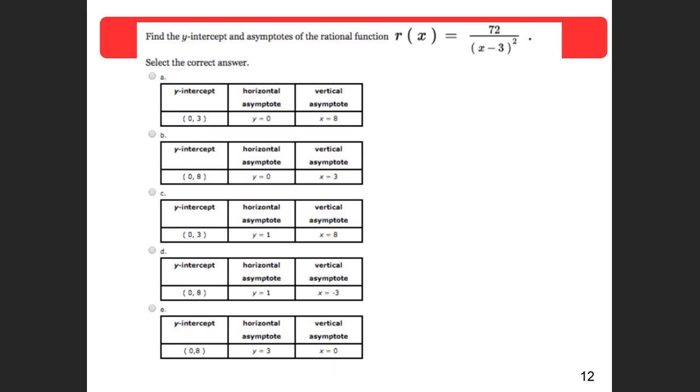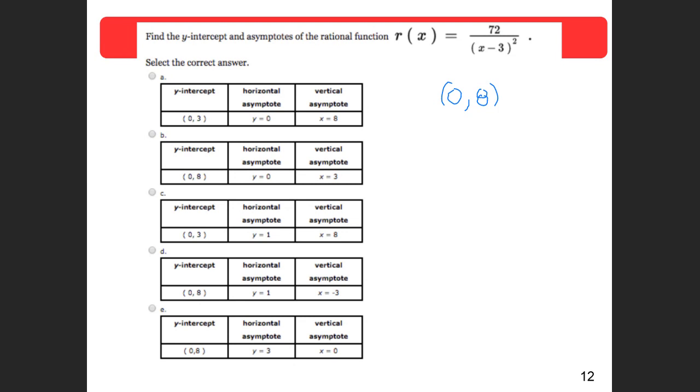Letter B. Okay, so if I was going to do this problem, first thing I'd do is I always do intercepts, put 0 in for x. So that gives me -3 squared. -3 squared is 9. 72 over 9 is 8, isn't it? So it looks like my y-intercept is (0, 8). Doesn't look like there's an x-intercept.